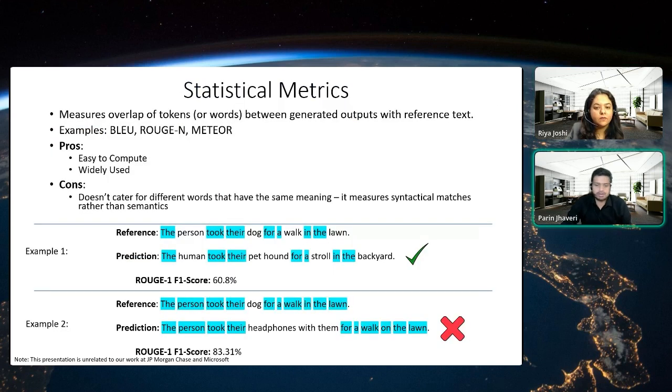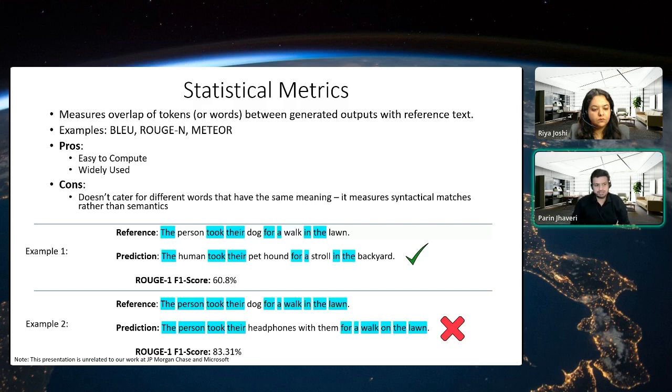So let's talk about statistical metrics. Statistical metrics measure the overlap of tokens or words between generated outputs and the reference text. Examples are the BLEU metric, ROUGE-N, and the METEOR metric. The advantages are that they are not computationally intensive, and these metrics have been widely used since even before the advent of LLMs. Hence, it is one way of benchmarking LLM outputs.